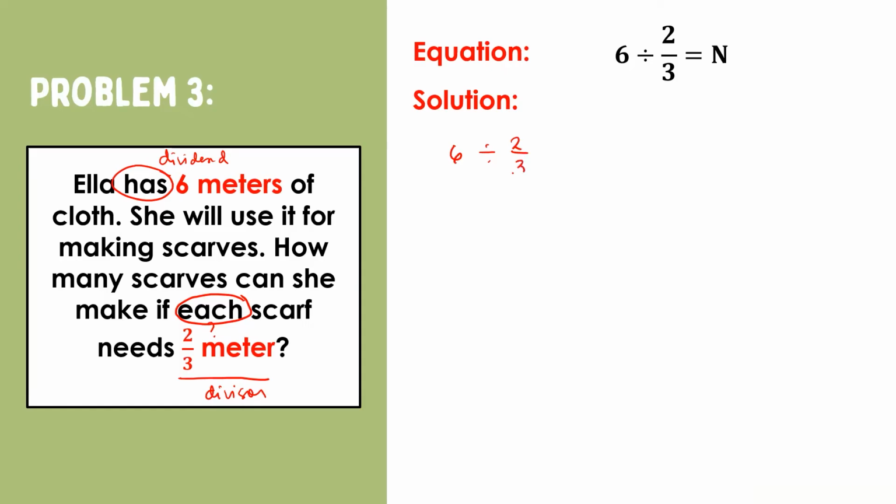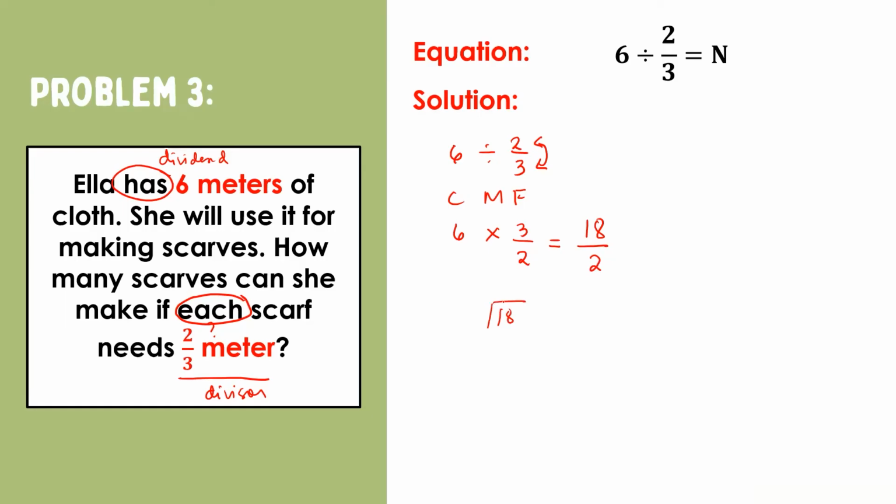Again, let us do CMF. Copy 6, change division to multiplication, and flip 2/3 to get its reciprocal, which is 3/2. Now, let us multiply. 6 times 3 is 18. Then, we copy 2.